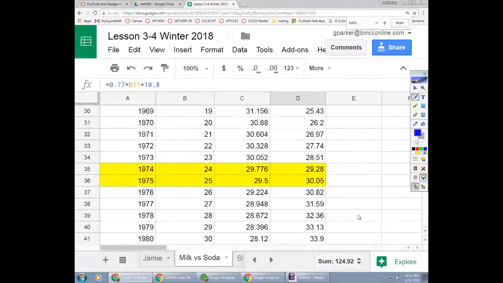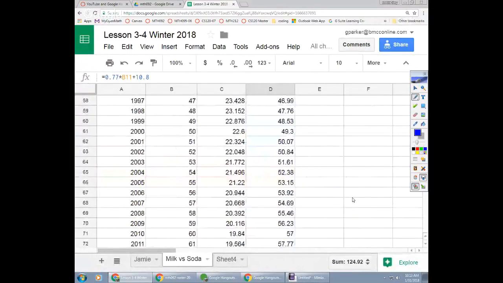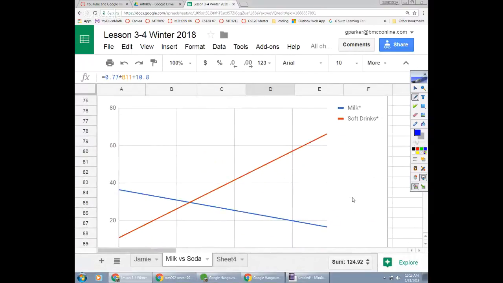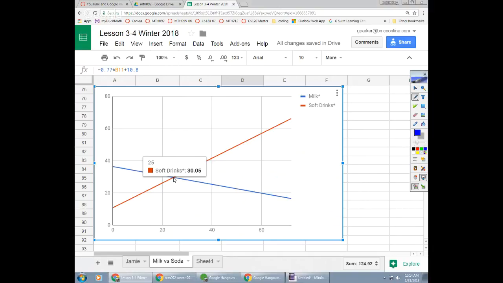So let me zoom out a minute here. Somewhere here I have a graph. Where is it? Is it down below? Yeah, there it is. So then I highlighted everything and I told Google Sheets to graph it for me. I labeled a better one yesterday, but we'll just go with this one for now. This is my gallons per person per year here. Milk is blue and soft drinks red. If I point here, I have to click. There we go. That 25 years later is about when they meet.